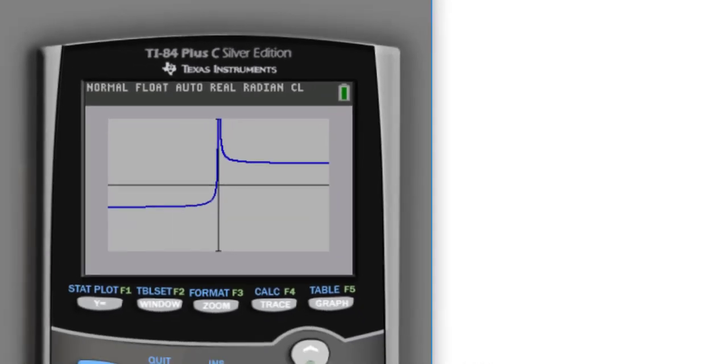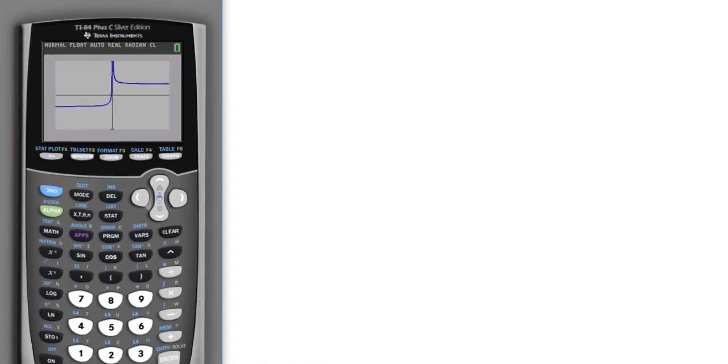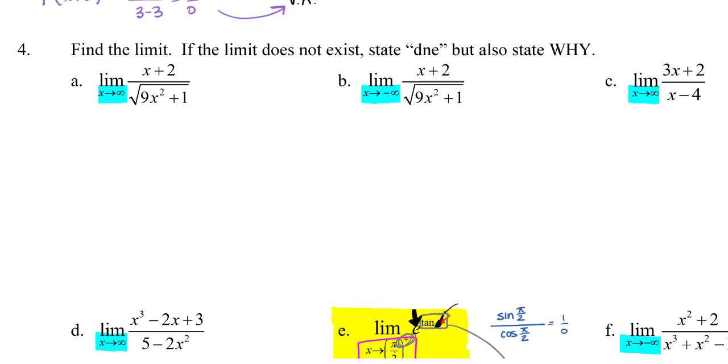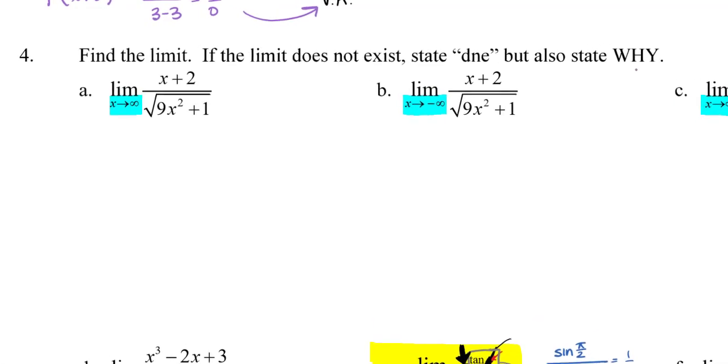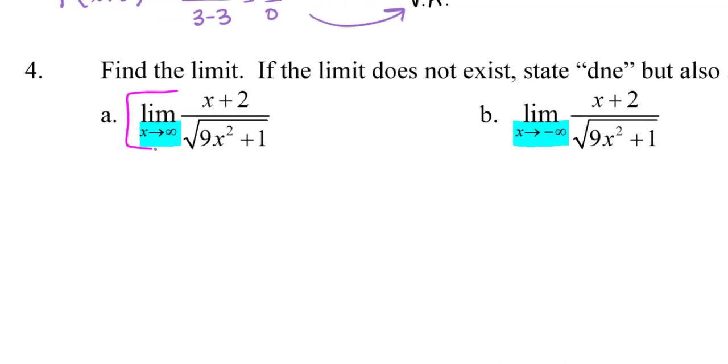All right, so let's look algebraically now at this. We're going to answer this question for part A, which says find the limit. If the limit does not exist, state DNE, but you also need to state why. So this is going to be a limit as x is approaching positive infinity. So this will have some type of answer, whether it's infinitely large or a finite value. We will learn the calculus behind all of this later on throughout the semester. But for right now, we're going to look at this a little bit differently.